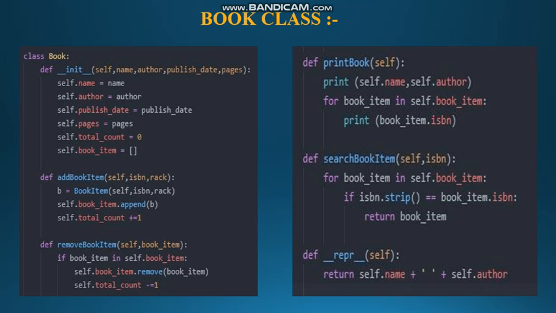We also have a function named print book. What will print book function do? It will print the name of book and author of book, and also print all the ISBN numbers of the copies of that particular book. We also have a function named search book item. We can search a particular book with the help of its ISBN number. So it will take as input variable, that is ISBN number.